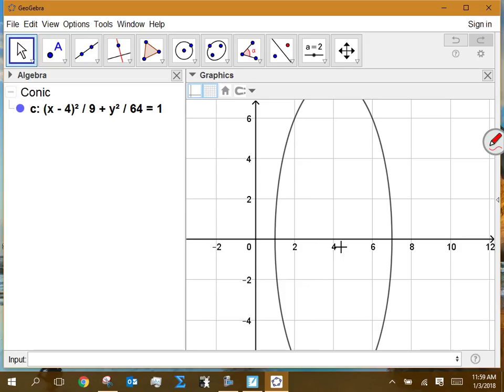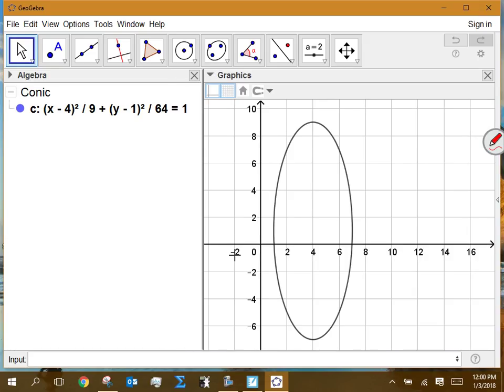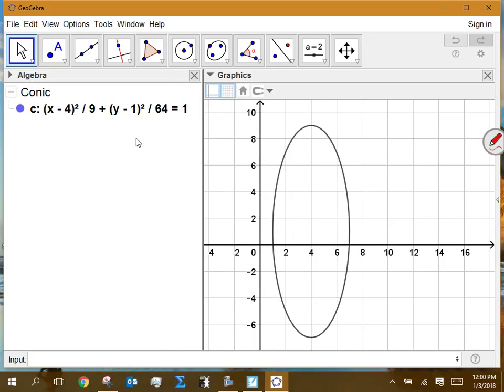So let's hit enter and see if it did that. It moved it to the right 4 units. Now I want to move it up 1 unit, because right now my center is right here at 4, 0. So if I want to move up 1 unit, with regards to the y, it's going to be y minus that 1, and then hit enter, and it moved it up 1 unit. So that would be the equation of an ellipse.